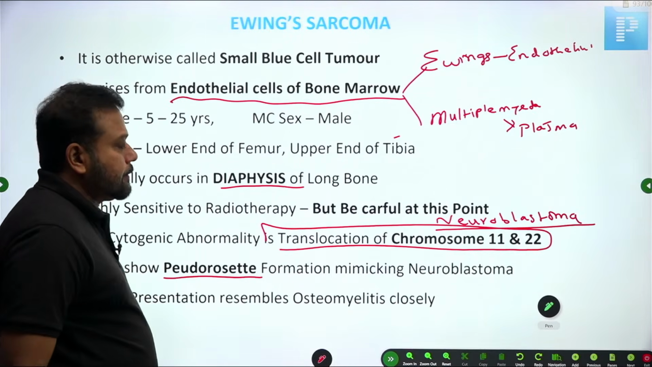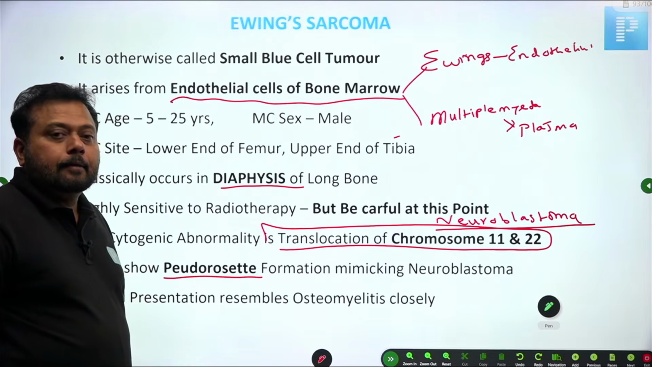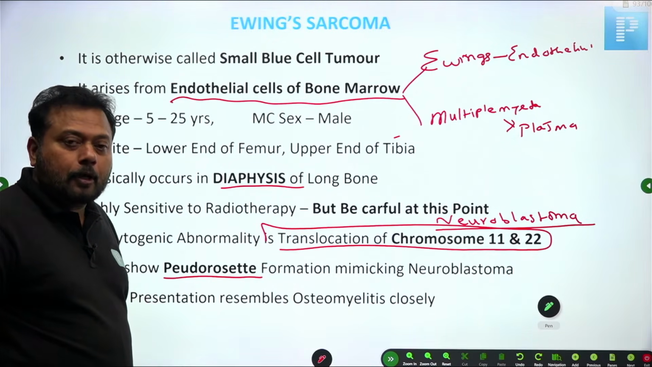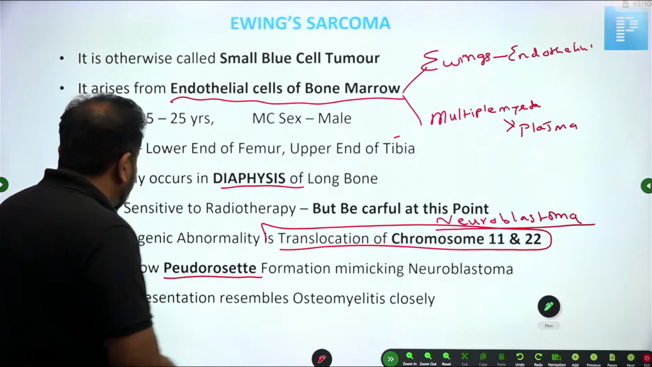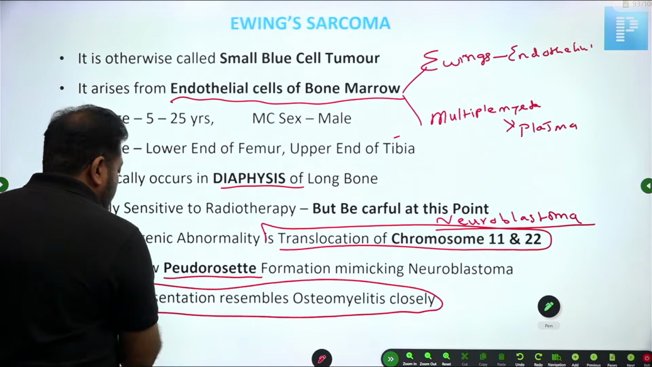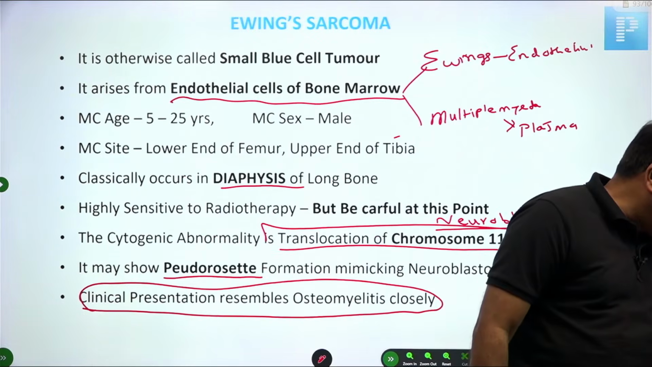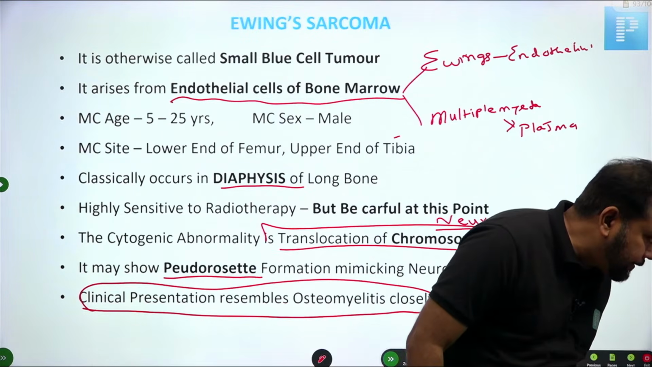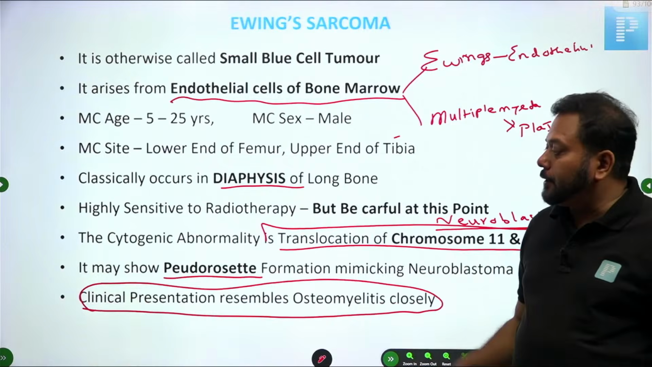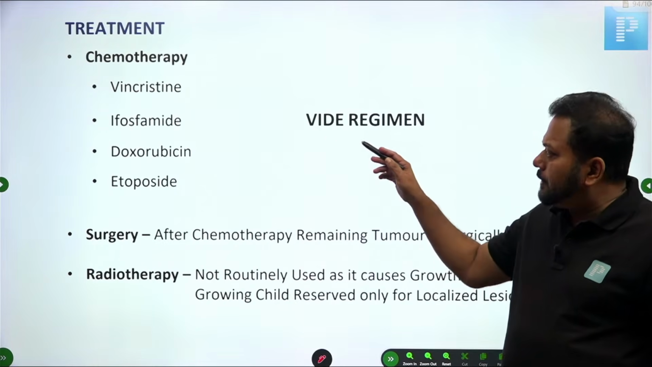And clinically, the presentation of Ewing sarcoma closely resembles osteomyelitis. This was an asked question. Bone tumor which resembles osteomyelitis. It is Ewing sarcoma. Now, the treatment, the chemotherapy agents, this is not wide regime.